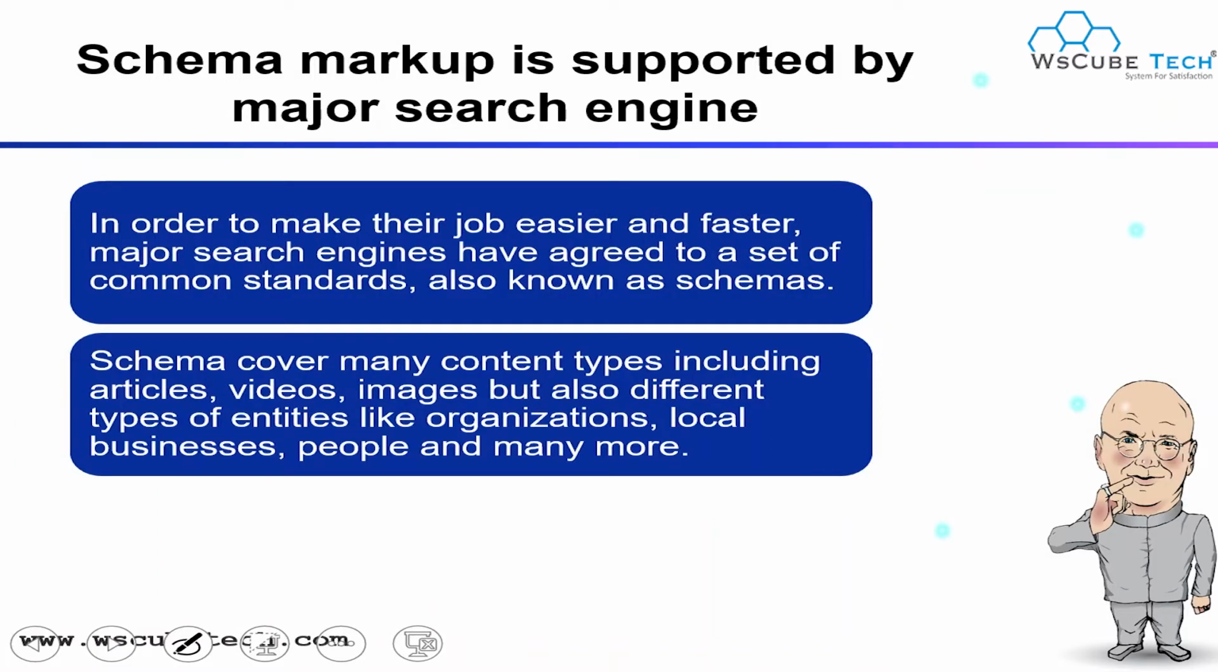In order to make their job easier and faster, major search engines have agreed to a set of common standards, which are known as schemas. Schemas cover many content types including articles, videos, images, but also different types of entities like organizations, local businesses, people, and many more.